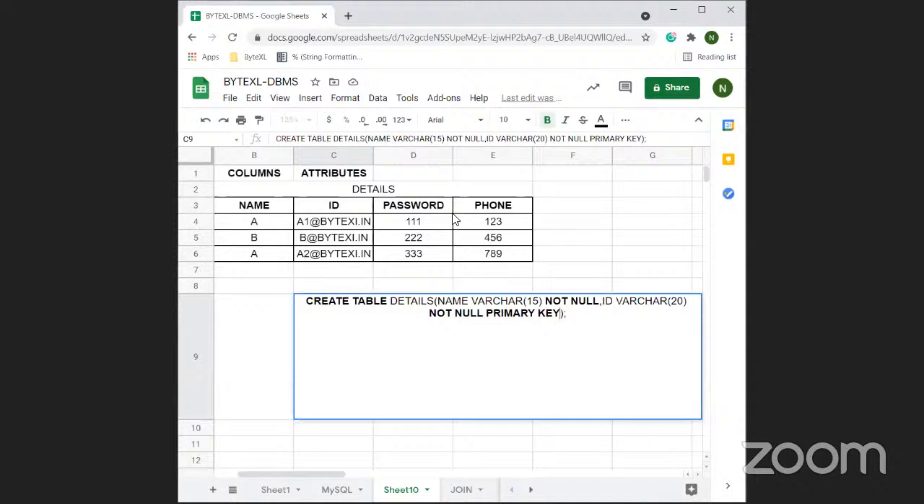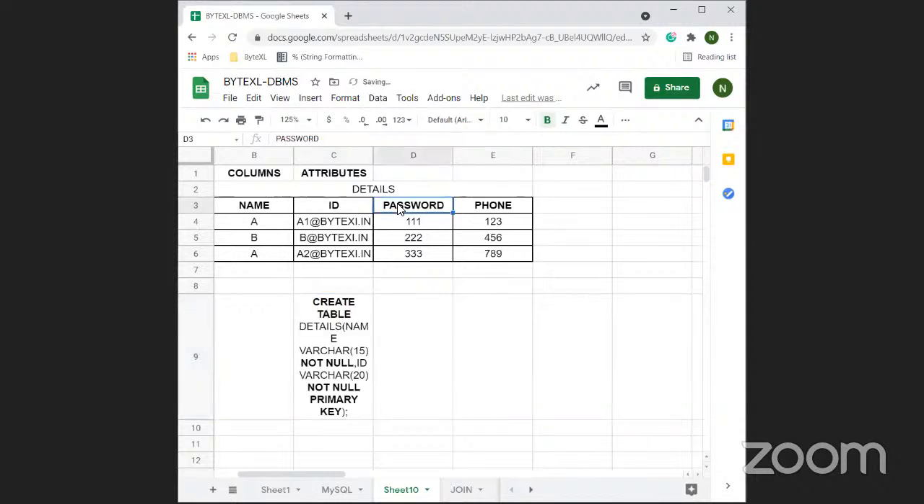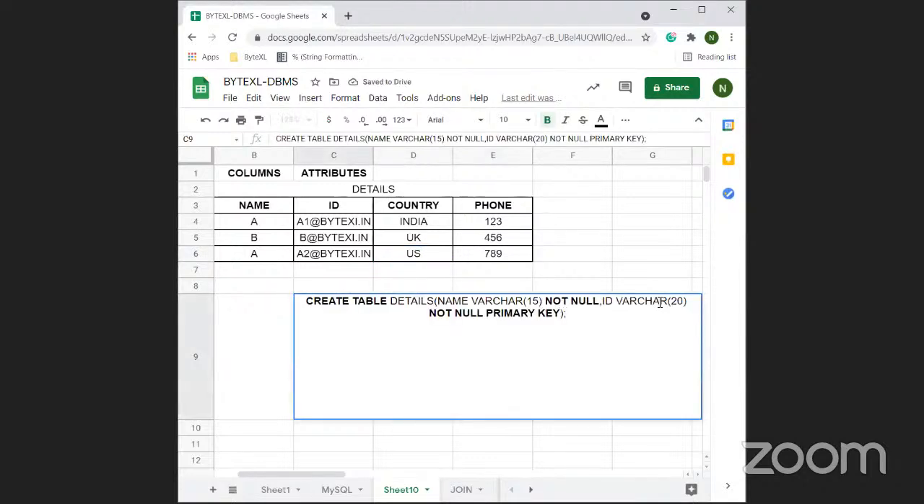Then storing password is not feasible, because in a table format, we will not generally store passwords. So let us simply take address or state, or some country: India, UK, US. Let us take small names. So after this primary key, we would want to create a column for country.